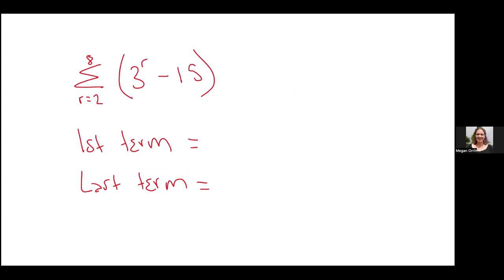All right. Who can tell me the first term? -6. How did you get that? You just put a 2 in, right? So it's 3 squared minus 15, which is -6. Okay, what about the last term?